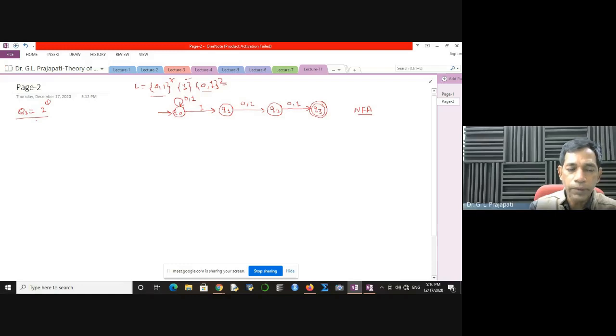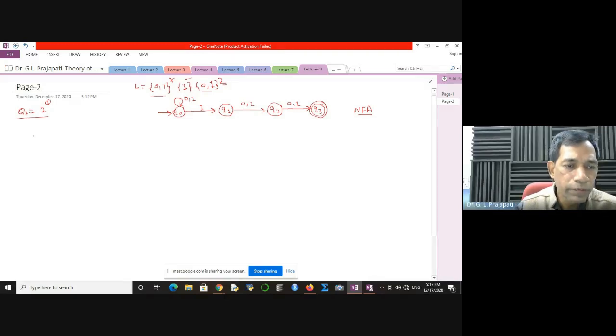Now all such subsets may not be reachable from the initial state, and we are interested in those subsets of Q which are reachable from the initial state. That's why you have to start from the initial state, and then one by one you need to know which states you are going to visit. For that, you need to have the transition table. Now we are going to define the transition table of the DFA.